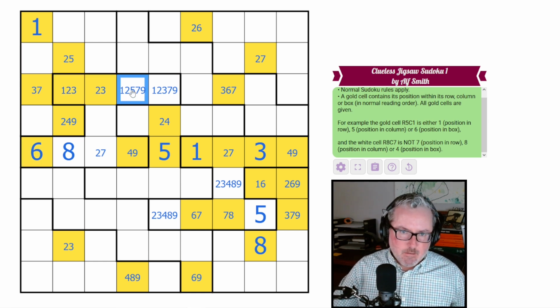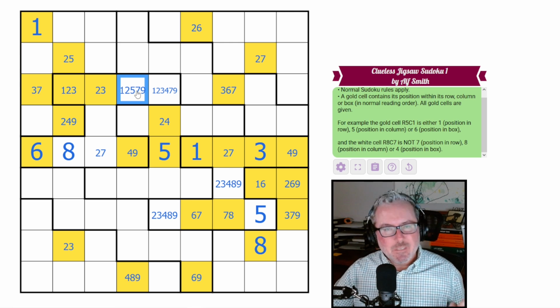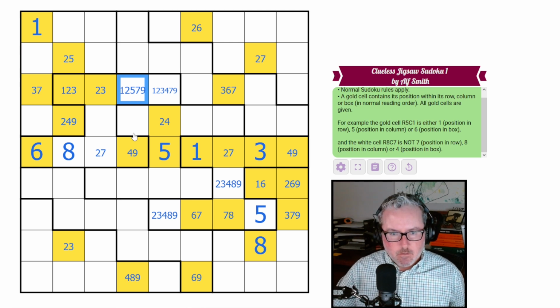Or did we? 1, 2, 3, 4. Why couldn't this be a 4? Let's look at that again, because I don't want to miss some of these possibilities. Oh, this could be a 4 too, so we didn't have a 4 anyway. But 1, 2, can't be 3, can't be 4, could be 5, can't be 6, could be 7, can't be 8, could be 9, okay.